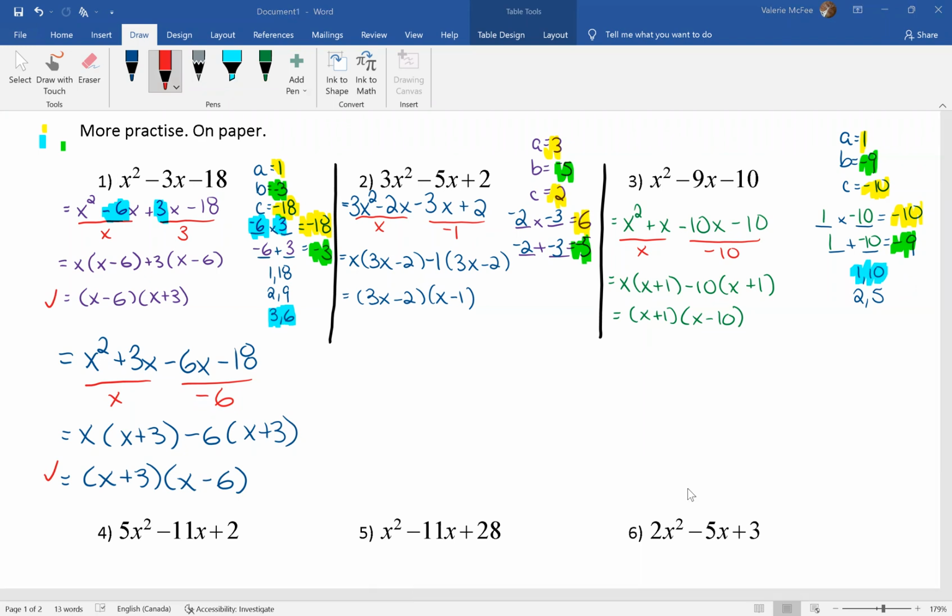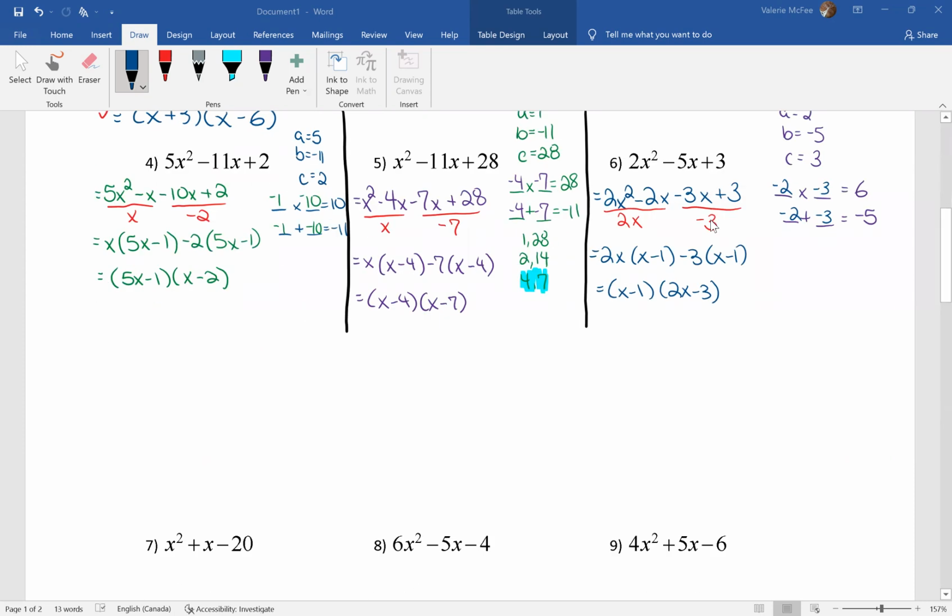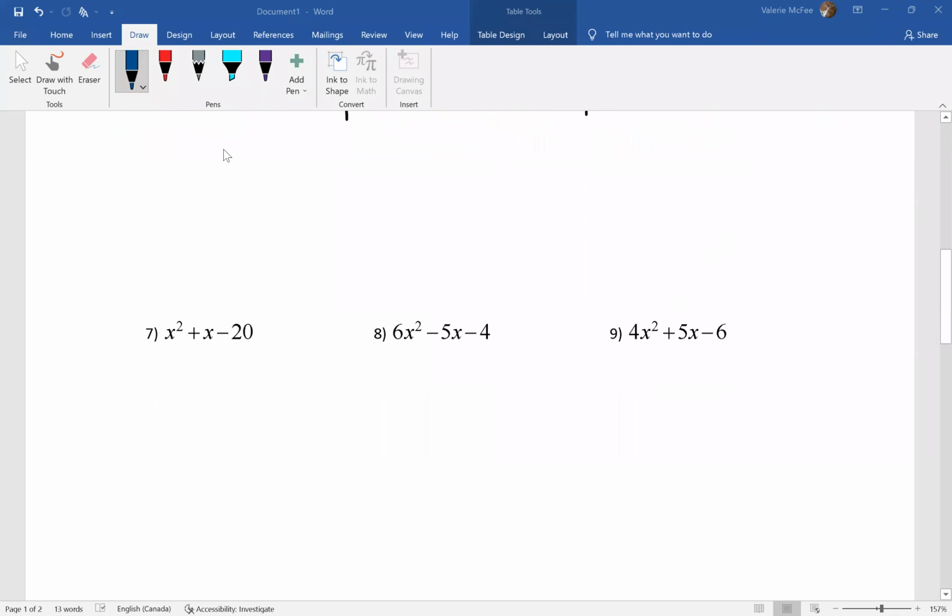Again, we wrote down our numbers for A, B, and C. We found two numbers that multiplied to give us A times C and that added to equal B. And then we factored by grouping. This process can take some practice, some time, because you don't want it to be a slow one for you. Let's do one more together, and then I encourage you to go to the class Moodle page and do some of the practice that's there.